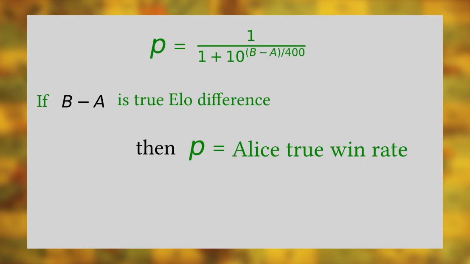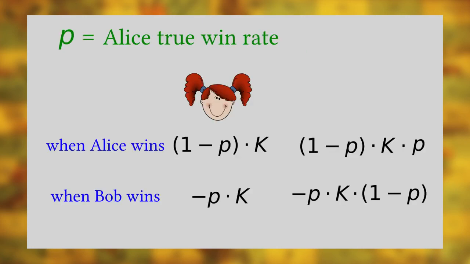So, if the estimated Elo is equal to the true Elo, then P will be the true win rate, and Alice's Elo increases by (1 minus P) times K when she wins, P% of the time, and decreases by P times K when she loses, (1 minus P) of the time, and voila! (1 minus P) times K times P equals P times K times (1 minus P). So on average, the Elo would stay at the same correct value. When the estimate is higher, the Elo will move on average down, and when it's lower, it will move up.